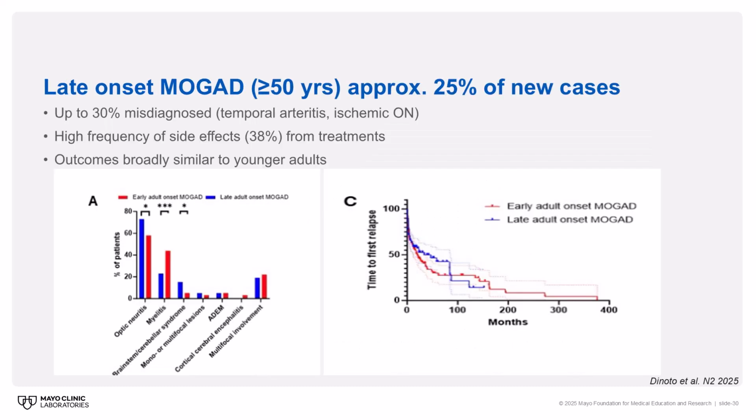We have recently reported about late onset MOGAD. So MOGAD is under-recognized in people 50 years and older, and it still accounts for approximately 25% of new cases. And up to 30% of those patients are misdiagnosed, potentially as temporal arteritis or ischemic optic neuropathy. They have a high frequency of side effects from treatments, and the outcomes can be broadly similar to young adults. So they overall have a pretty good outcome, and optic neuritis again tends to dominate the picture here. And this was recently published in Neurology last year.